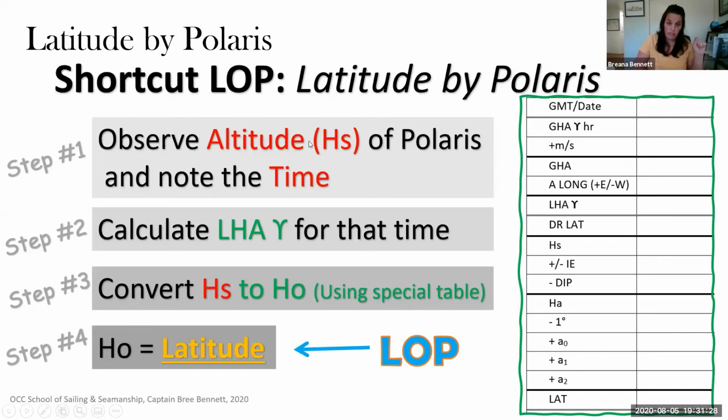So we're going to observe Polaris with HS and note the time. Then we're going to use that time and get LHA of Aries. So we do our GHA, minutes and seconds, longitude, to get LHA of Aries for that specific time. And then we are going to convert our HS to HO using the special table. In this case, I have it as HA, you have all the corrections, and it equals your latitude because HO is equal to latitude. And that's our LOP.